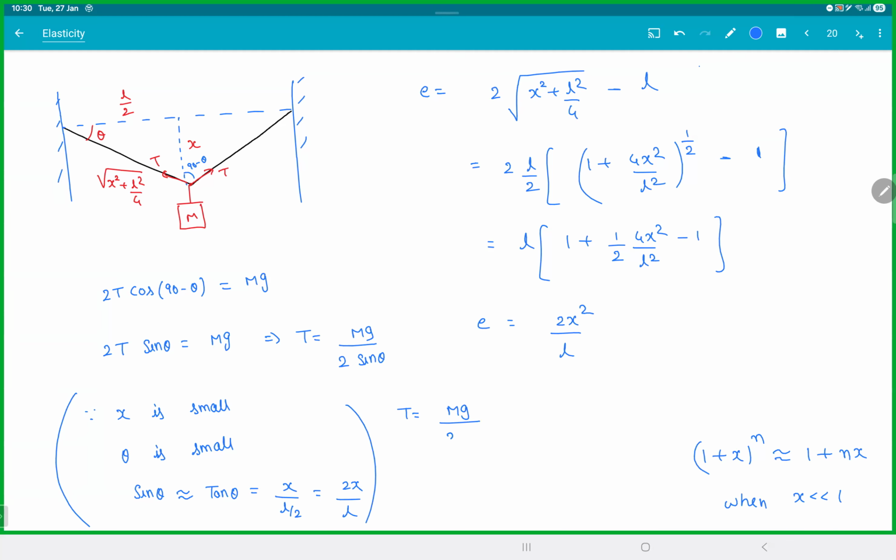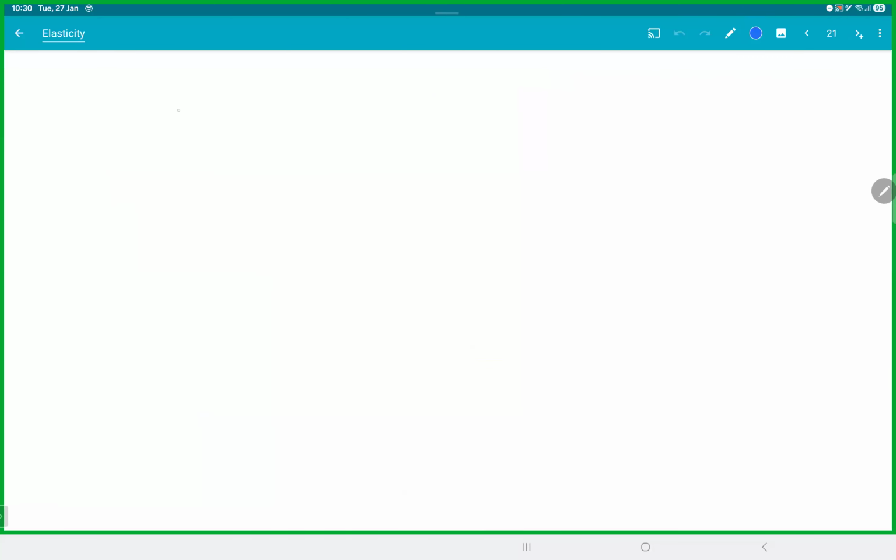Then that would be 2 into 2x by L. So tension will be mgl by 4x. There, I got my main two ingredients. I needed the elongation and I needed the tension. Then once I got this, you're done. So take this and dump it in the formula.